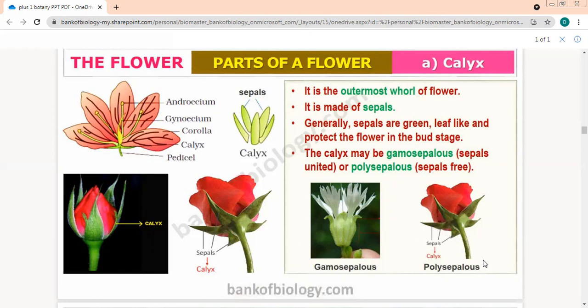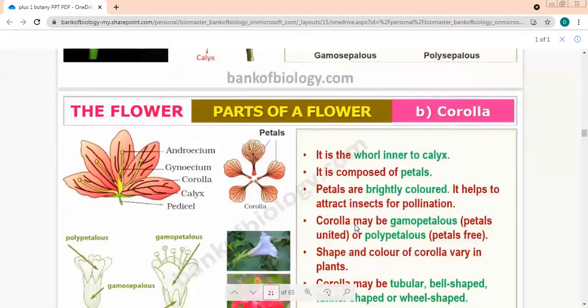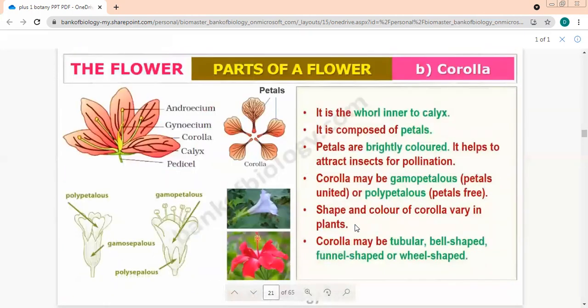Polysepalous. Okay, identify this, gamo or poly. Polysepalous. Identify this. Polysepalous. What about this? Gamosepalous. There are a lot of new words coming up, I understand. Let's come to corolla. All the petals together make up the corolla.